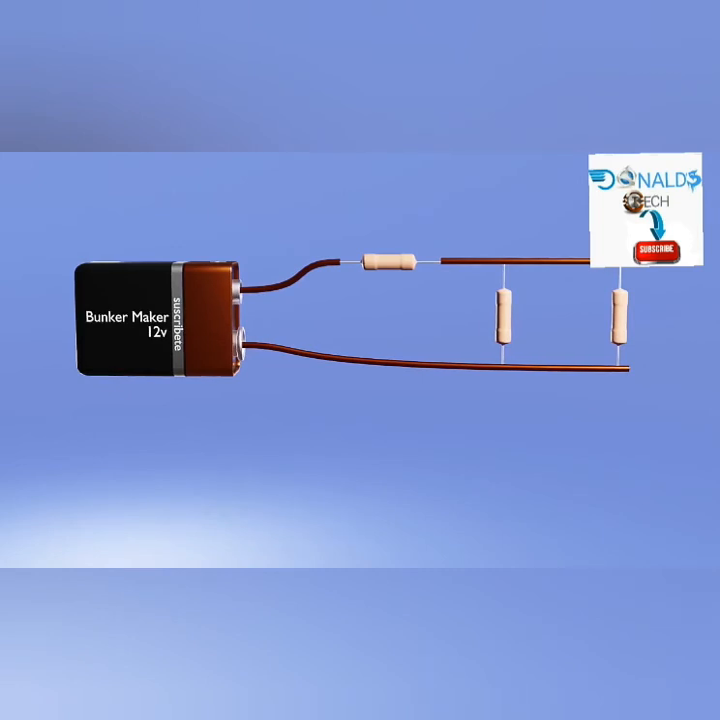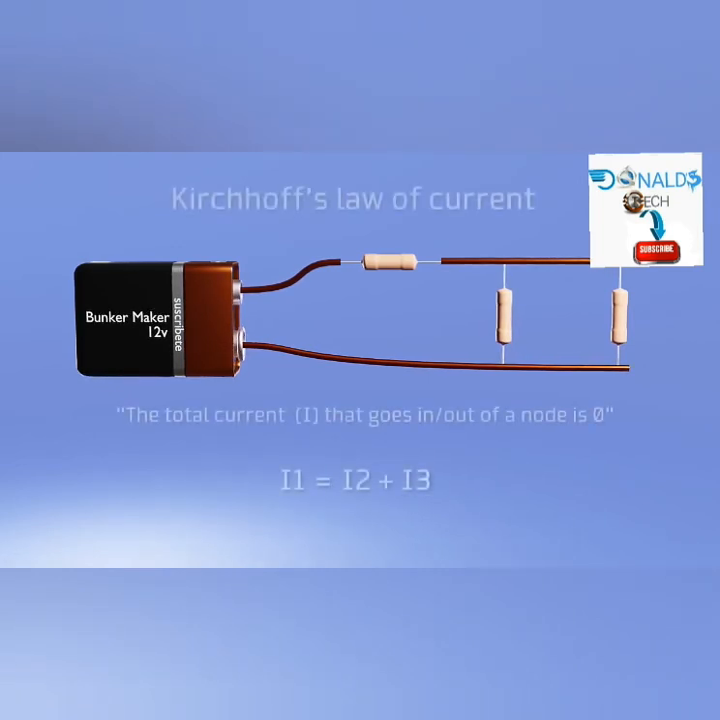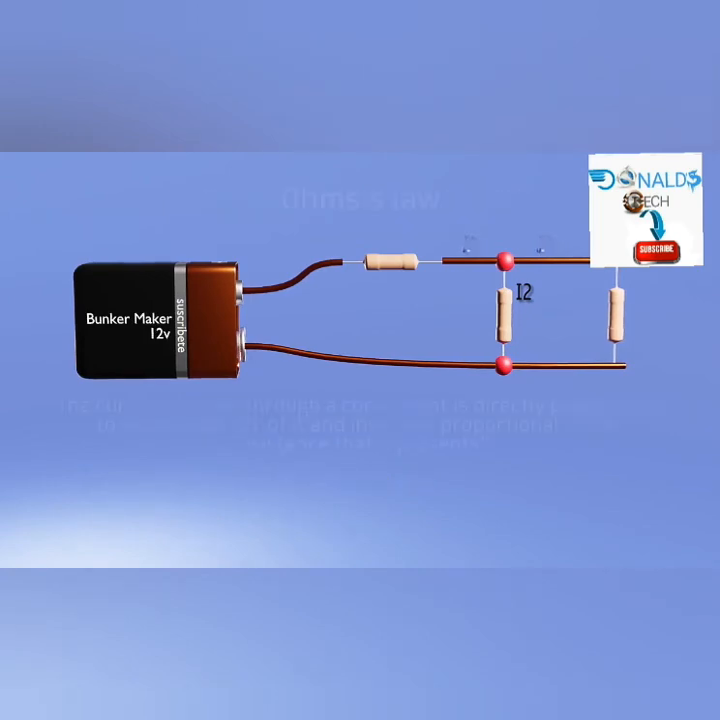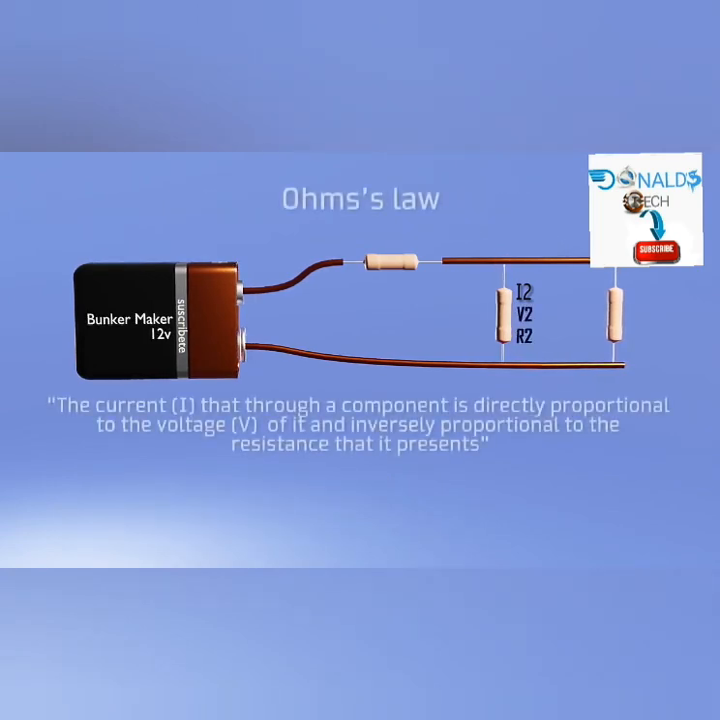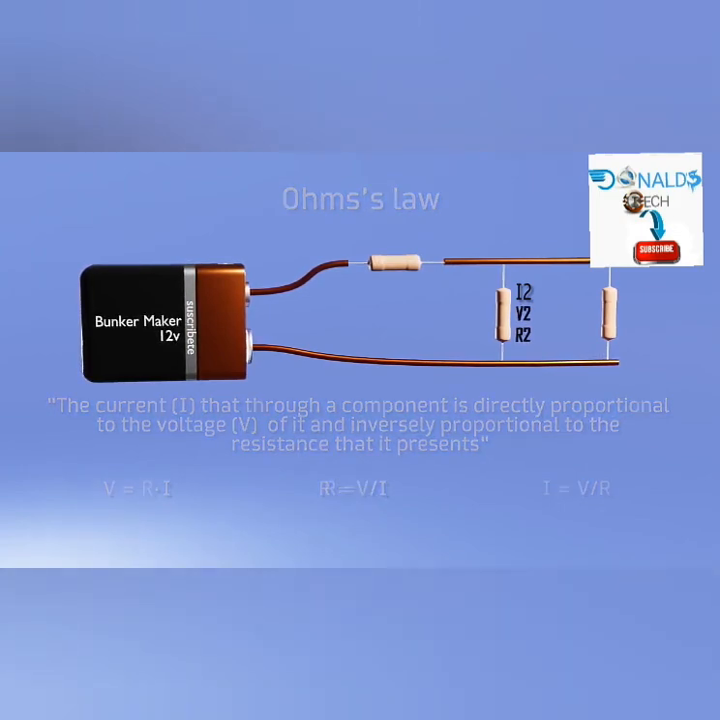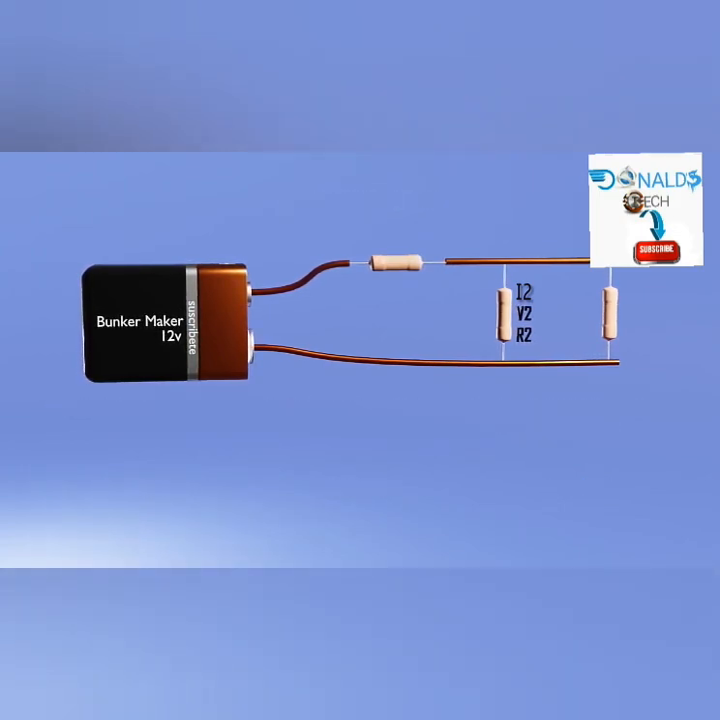The second is Kirchhoff's current law, which tells us that in each node, that is to say, where there is more than one possible path for the current, the current that enters must be equal to the one that comes out. And finally the third law is Ohm's law, which tells us that the voltage in a component is equal to the current that passes through it, multiplied by its resistance. Which, by the way, allows us to calculate any of the three variables as long as we have the other two.